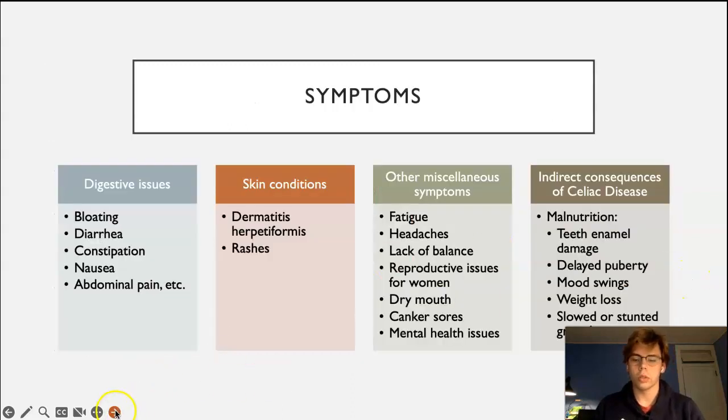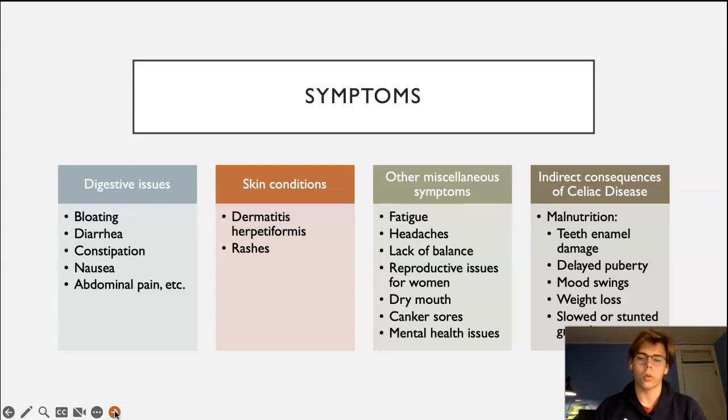So we'll talk about symptoms here. The main thing you think about for celiac is digestive issues, as we said. The main things that go with that are bloating, diarrhea, constipation, nausea, and any sort of abdominal pain or stomach pains in that region of your body, in the gut.